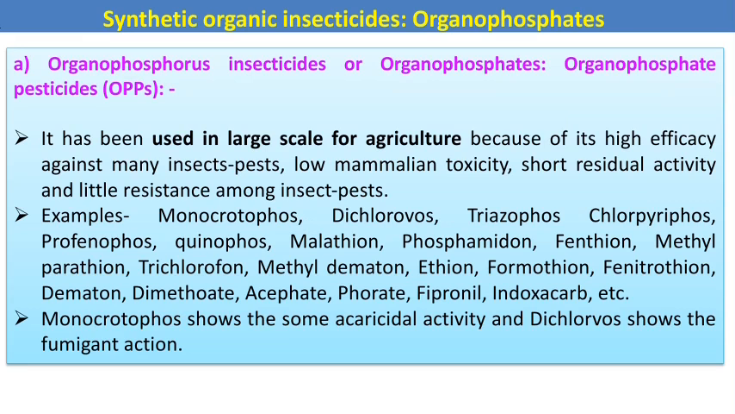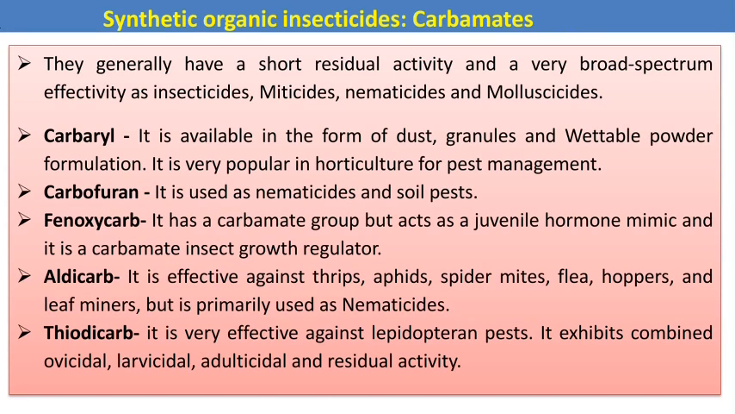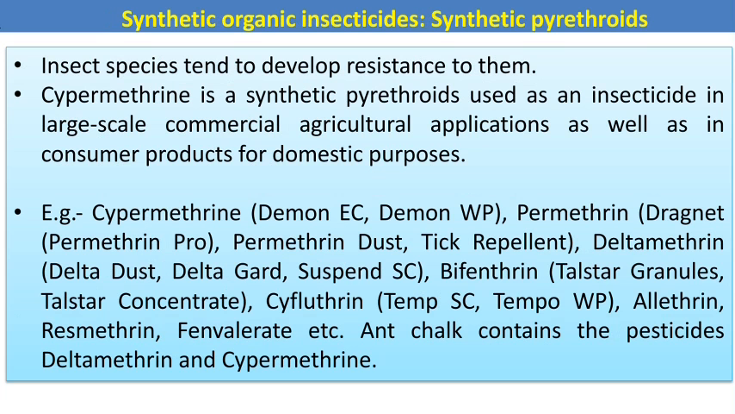It is used on a large scale in agriculture due to its high efficacy against different insect populations. These are some examples of organophosphate insecticides. In that, monocrotophos shows some acaricidal activity and dichlorvos shows fumigant action. Next category is carbamates. They are broad spectrum insecticides, including carbaryl, carbofuran, fenoxycarb, aldicarb, and thiodicarb. It is effective against different insect populations.